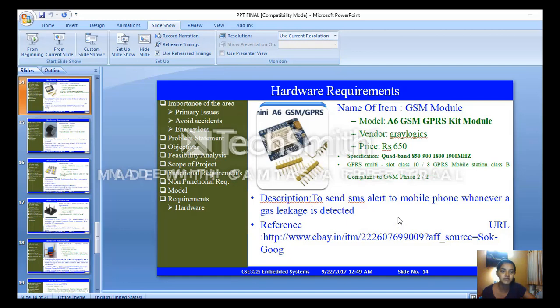The first hardware requirement is the GSM module. GSM is used for mobile communication modem. It stands for Global System for Mobile Communication. The model we are using here is the A6 GSM GPRS kit module. The vendor is Greylogics and the price is around rupees 650. The description of the GSM module is that it is used to send an SMS alert to the user whenever a gas leakage is detected.